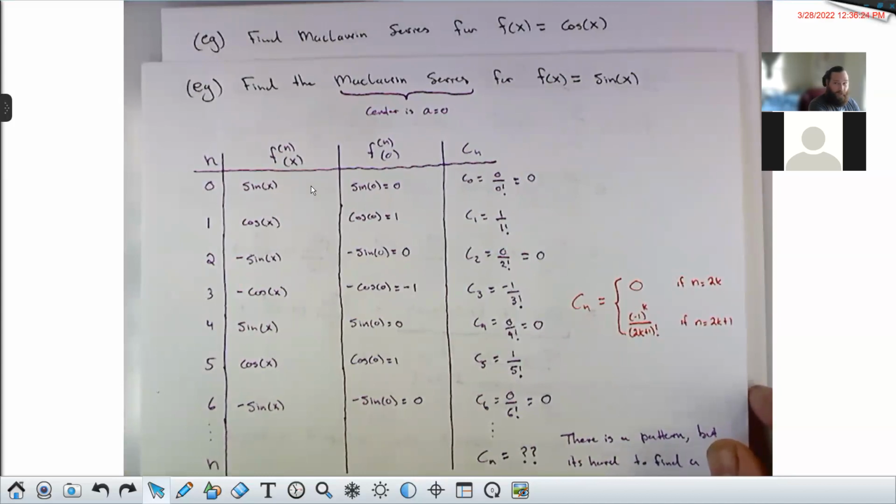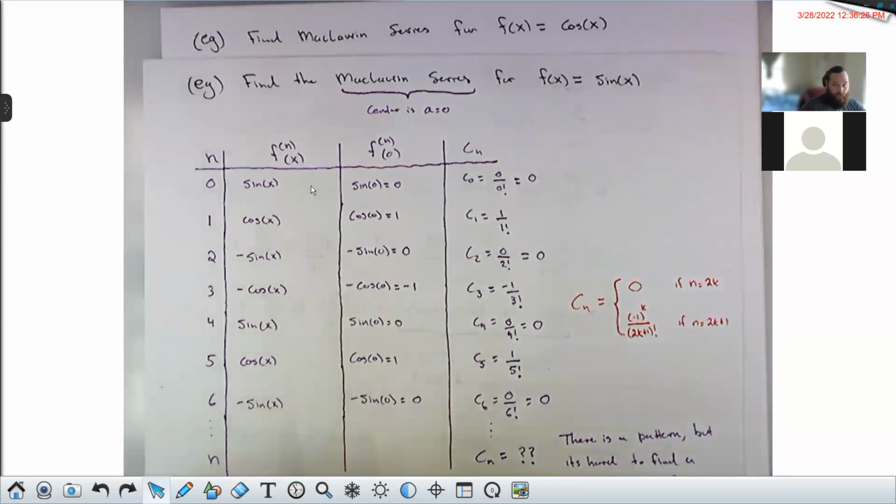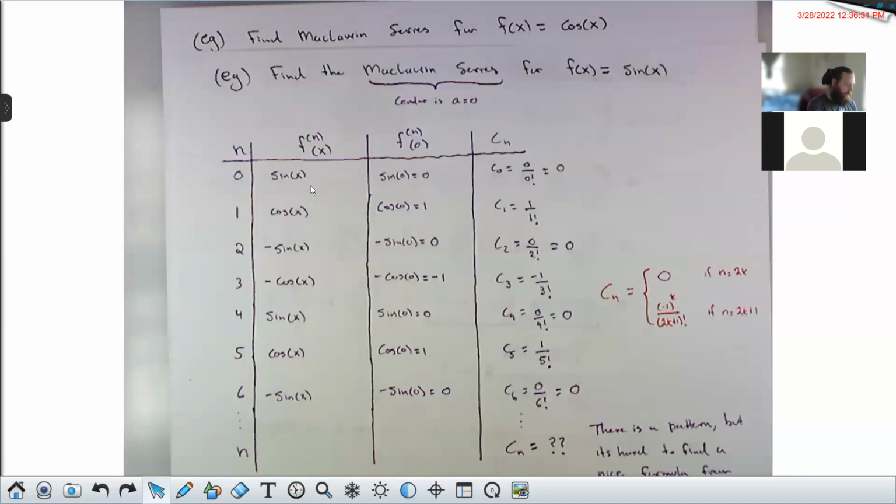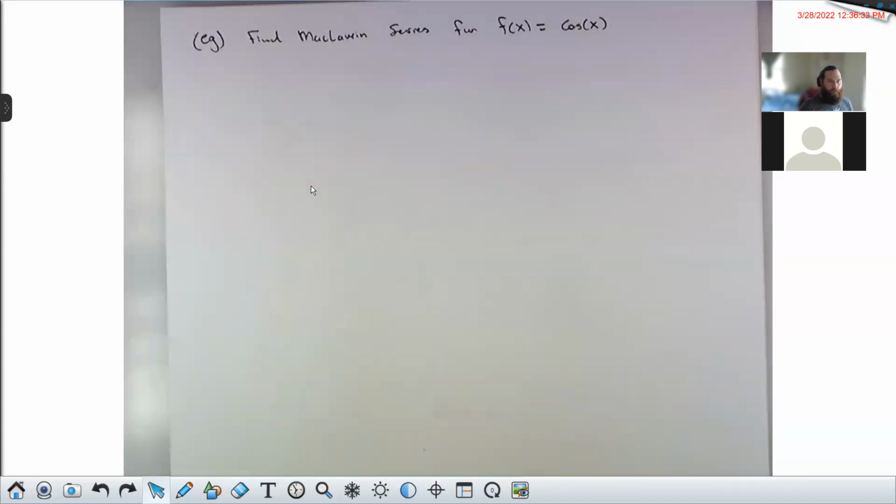Now, one option is to do this again. But I said we're going to do this quickly. So can anybody think of a faster way to get a power series for cosine, besides going through that whole table and writing everything out, and so on?